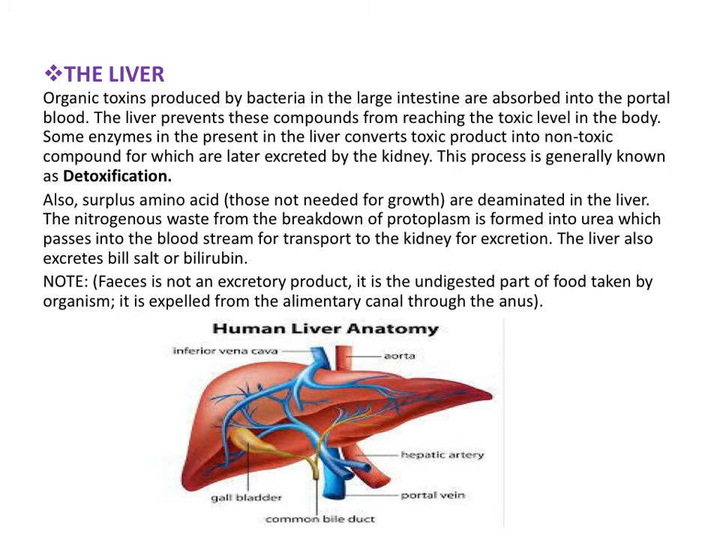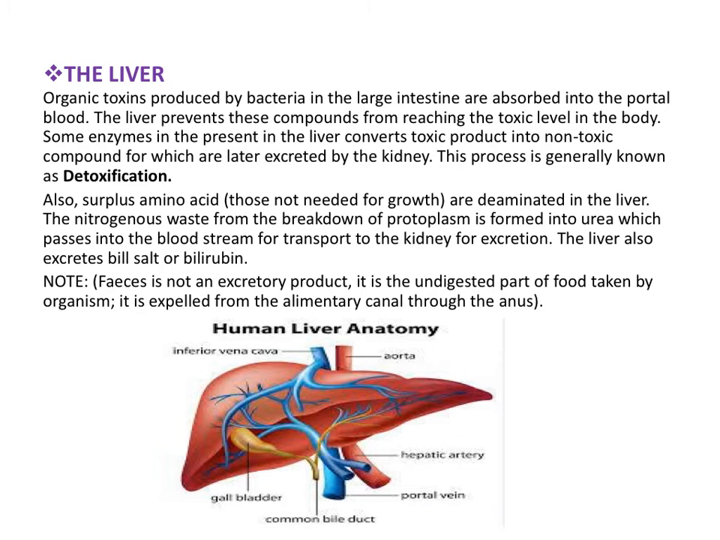Organic toxins produced by bacteria in the large intestine are absorbed into the portal blood. The liver prevents these compounds from reaching a toxic level in the body. Some enzymes present in the liver convert toxic products into non-toxic compounds, which are later excreted by the kidney. And this process of converting toxic products to non-toxic compounds is known as detoxification.